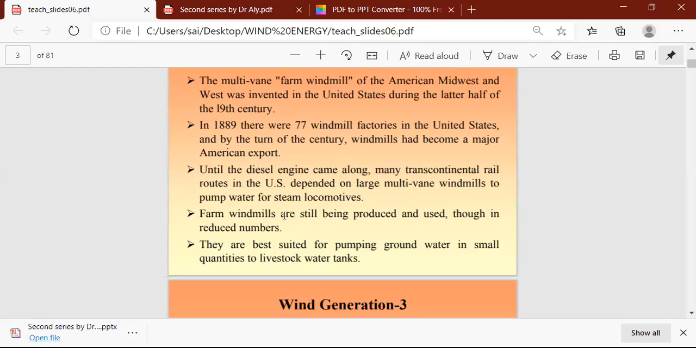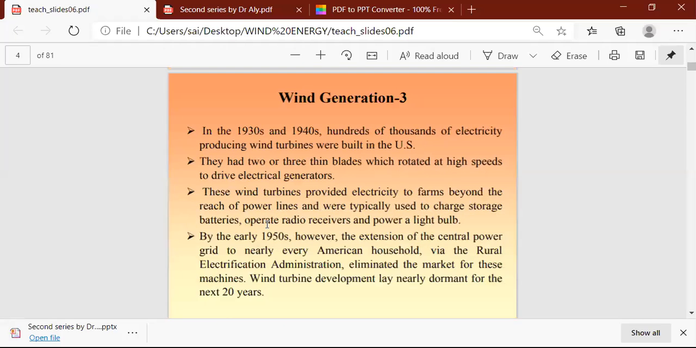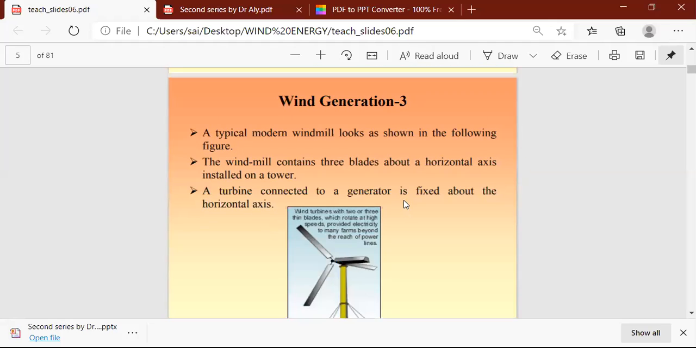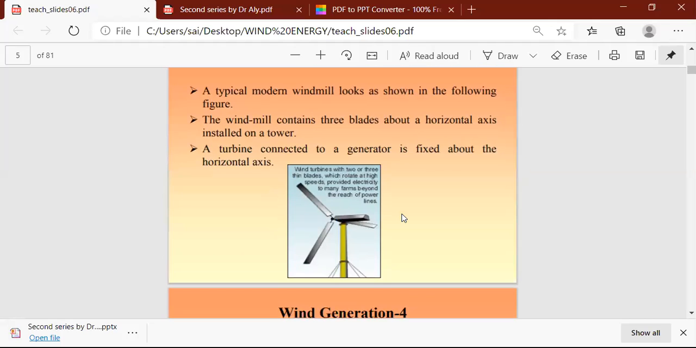You should go through it once. I will directly move to how a typical modern windmill looks and what the different parts of windmills are. We already discussed this part in your RES syllabus, but still I can explain here. See, this is the image of a modern windmill.